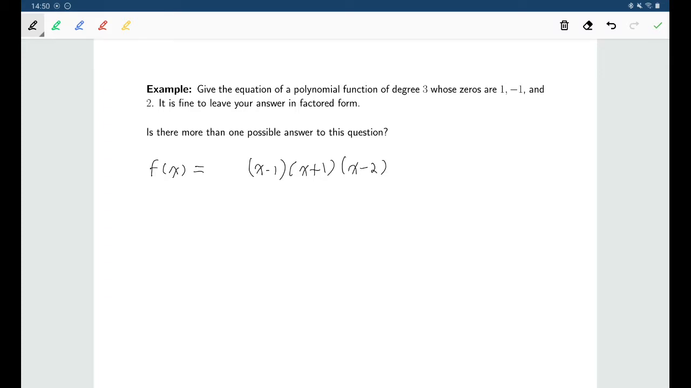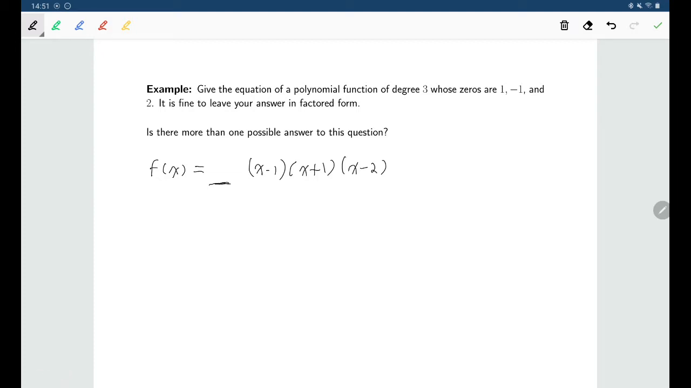That's one solution. And you can quickly check to see that this has degree 3. If you were to expand this out, and if you wanted to know what the leading term is, remember the leading term would be the leading terms for the factors themselves multiplied together. x times x times x, which is x cubed. So the leading term is x cubed. That's a degree 3 polynomial, and it does have the 3 zeros that we were asked to give, 1, negative 1, and 2.